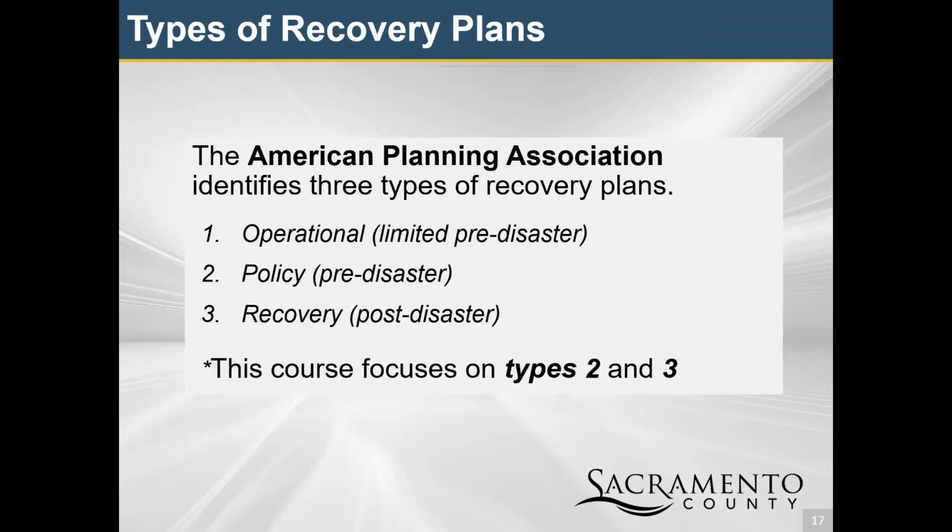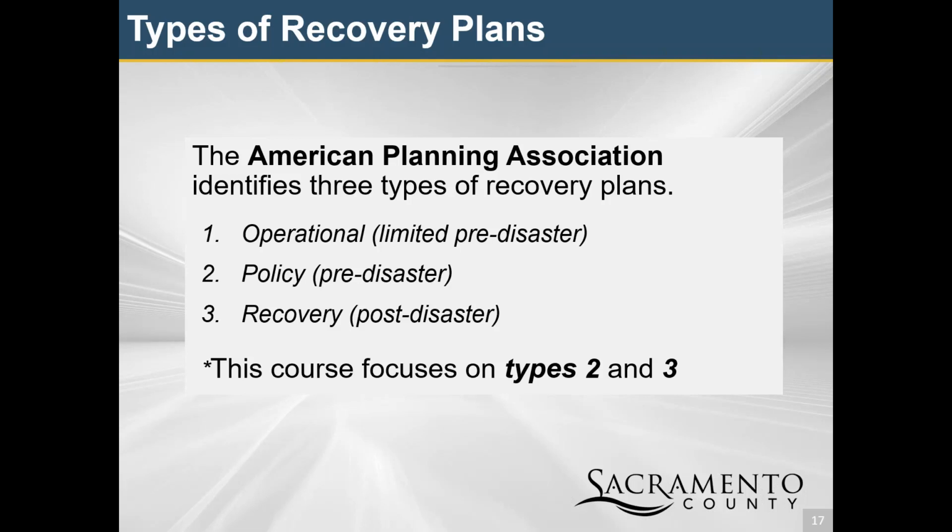Here are some examples of a type of recovery plan. Here's 3 types. The American Planning Association identifies 3 types of these plans. Operational, which is limited to pre-disaster. It may be an annex of the local emergency management plan.